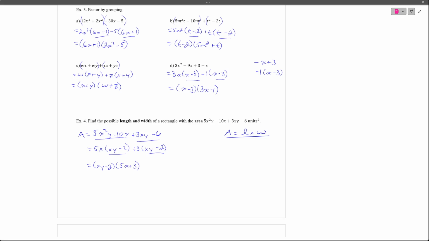Okay, so we finished our factoring, but how does that help us? Well, what is our goal? Our goal is to find possible lengths and widths. Does this help us? It does, because we know that area is also length times width. Oh, look, length and width, and they're being multiplied. So we solved our problem. Since area is equal to length times width, the possible lengths and widths are... Now, we don't know which is which, to be honest, so that's why we're saying the possible lengths and widths are xy minus 2 and 5x plus 3.